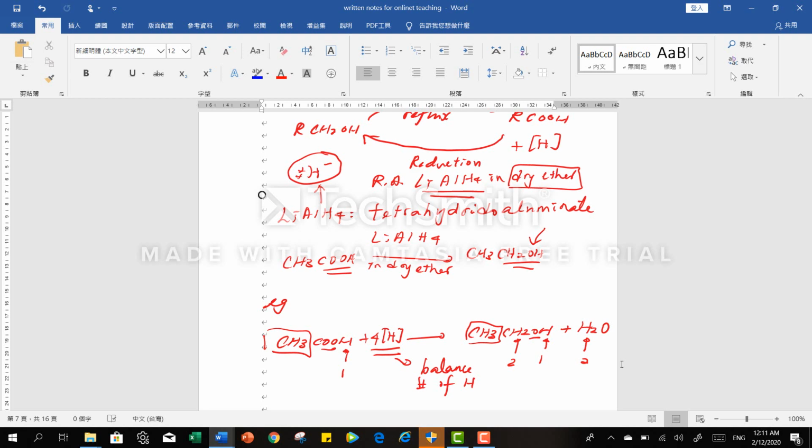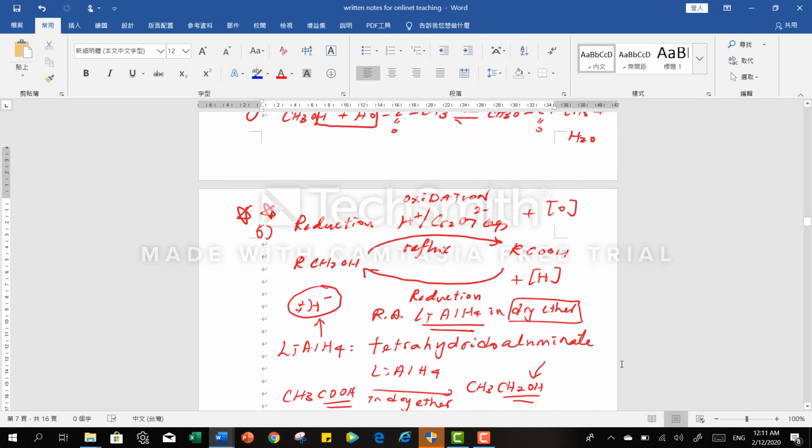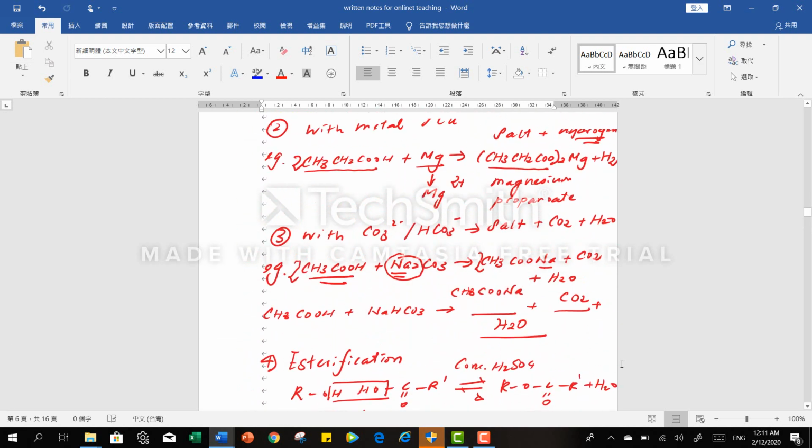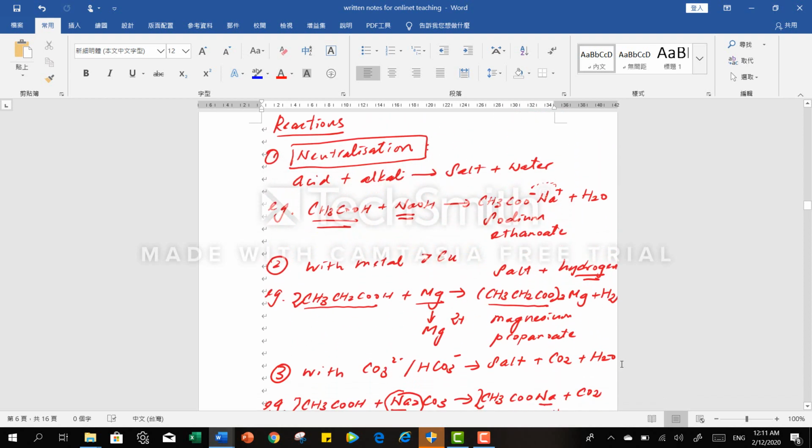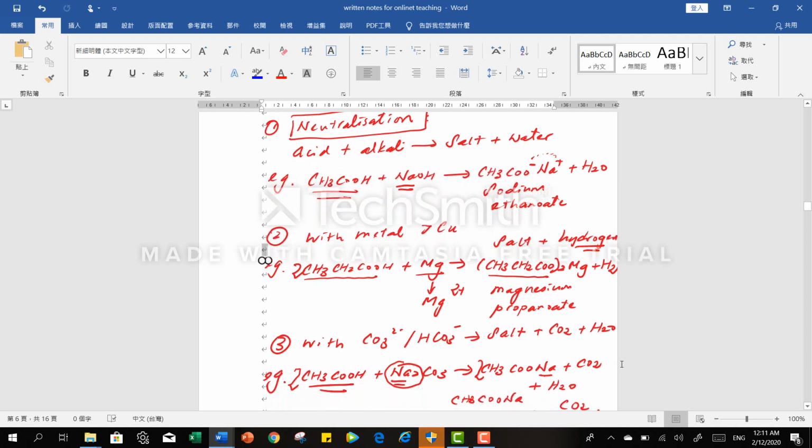For part 3 of the video, I will go through the lecture notes with you because I'm afraid it will go over the length. So let me make a plenary. There are altogether 5 reactions. The first one is neutralization. The second one is reacting with metals, exactly the same as what we learned in IGCSE. Salt and hydrogen gas will be produced.